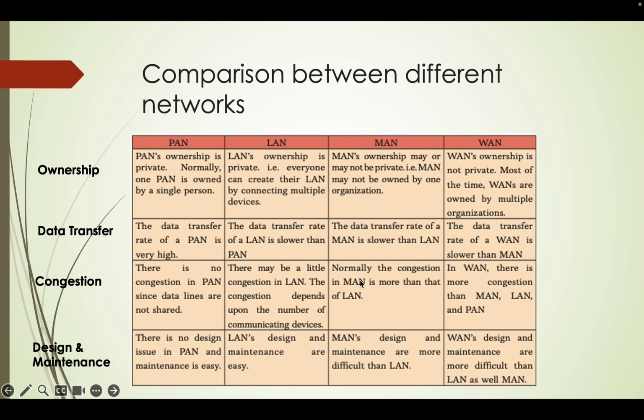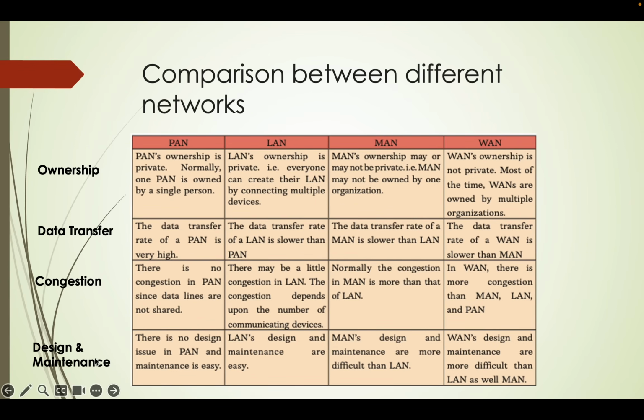Normally the congestion in MAN is more than that of LAN, since the area is expanding. From LAN to MAN the area is expanded, so that's where the congestion in MAN is more than that of LAN. Okay, and in WAN there is more congestion than MAN, LAN and PAN. Why the congestion is more is because there are huge numbers of users using the internet or the wide area network. That's where the congestion or the traffic would be more in this case.